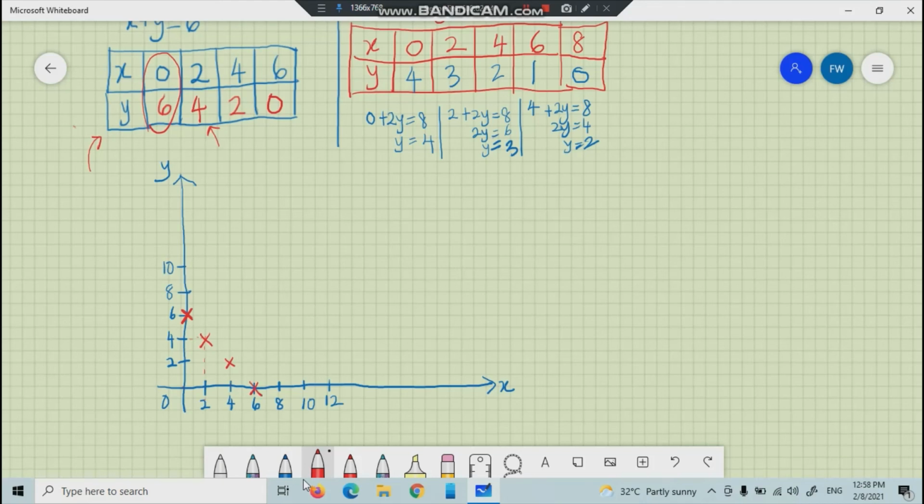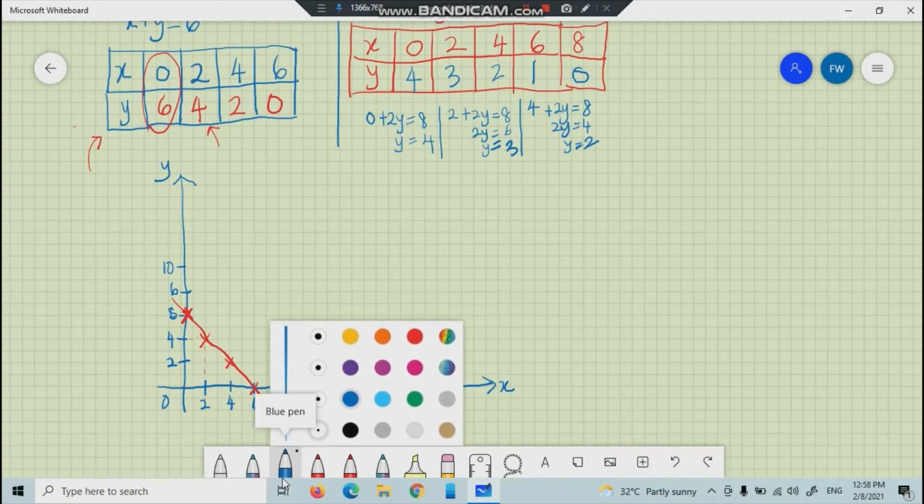So use your ruler and draw a straight line. You cannot have multiple lines. You need to have one straight line only. Then you will need to label your graph. This is x plus y equal 6.